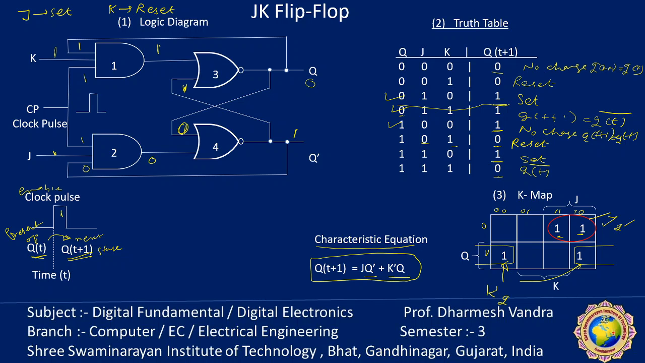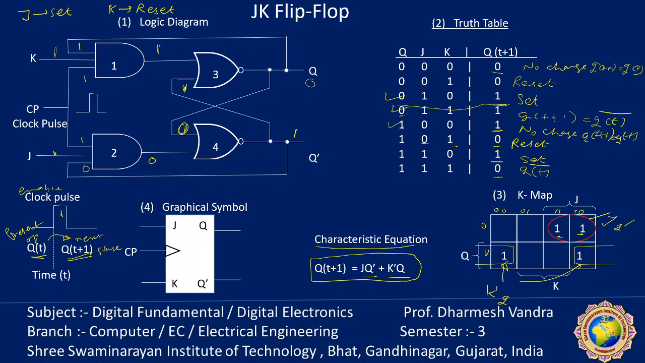And the truth table and graphical symbol: J and K are the two inputs, Q and Qt+1 are there. Remember that thing? When J and K both are 1, the output is the complement of the previous output. So this condition is also called toggle.